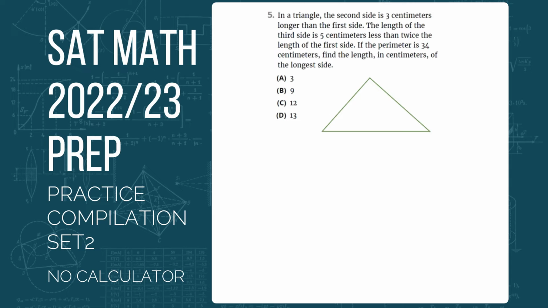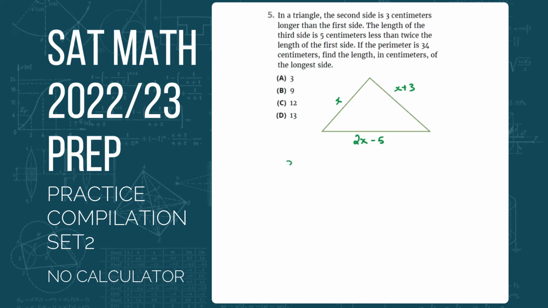In a triangle, the second side is 3 centimeters longer. Let's call the first side x. And the second side is 3 centimeters longer, so it's x plus 3. The length of the third side is 5 centimeters less than twice the length of the first side. So basically, twice the length of the first side is 2x, minus 5 will be your third side. If the perimeter is 34, find the length of the longest side.